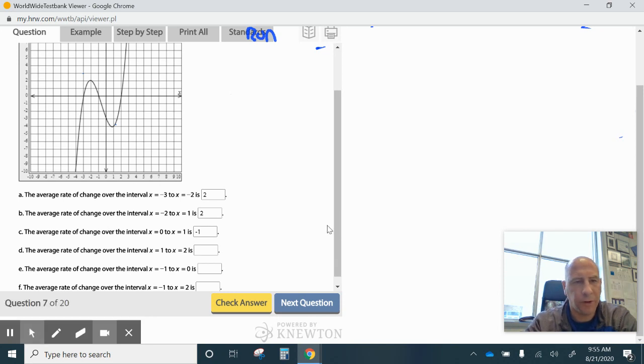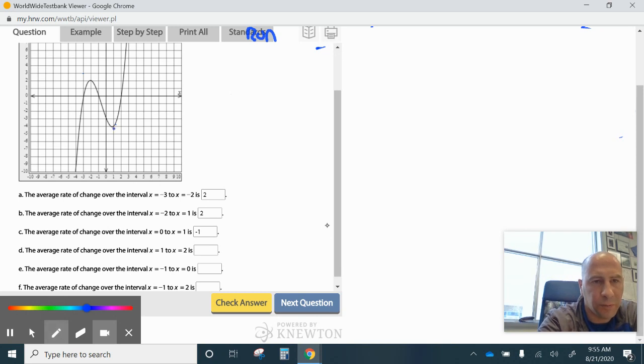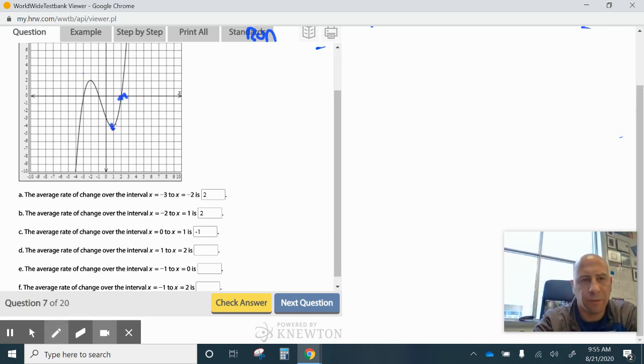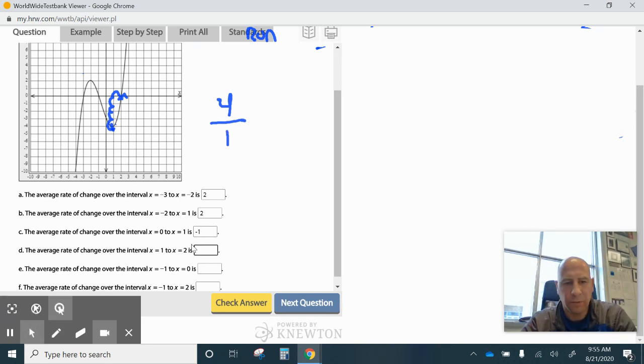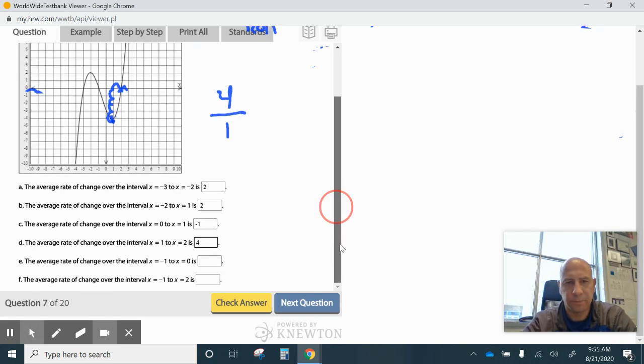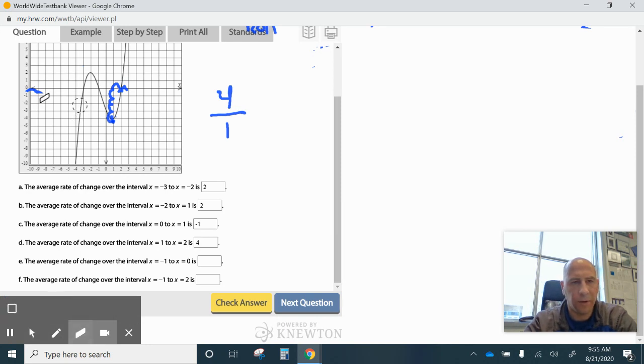All right, average rate of change over the interval x is 1 and 2. So x equals 1, point right there, and x equals 2. Okay, so rise over run, so we go up 1, 2, 3, 4 to the right 1. So that's 4 divided by 1. Okay. Let me erase this.